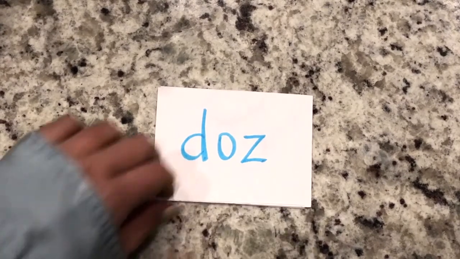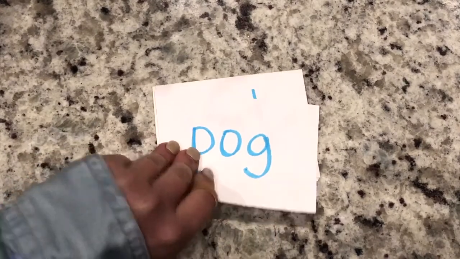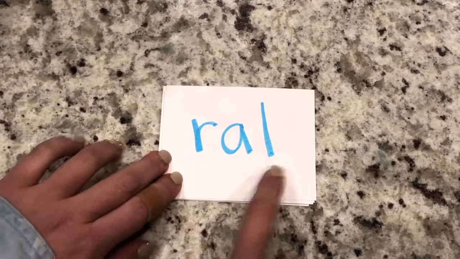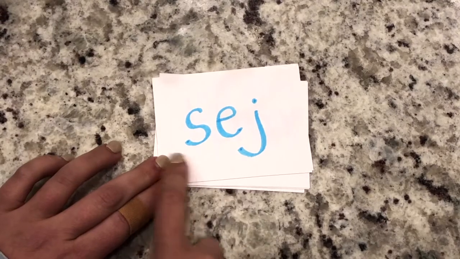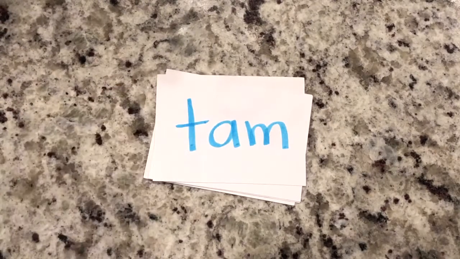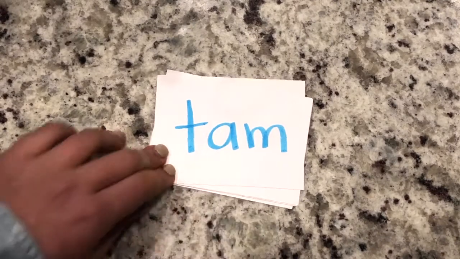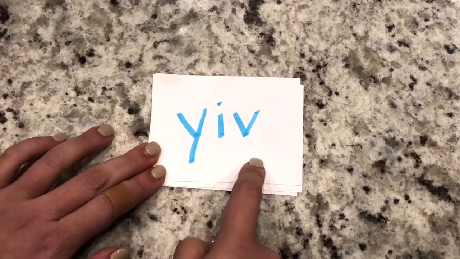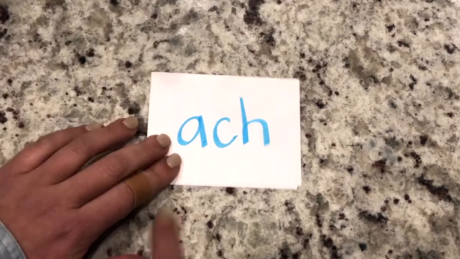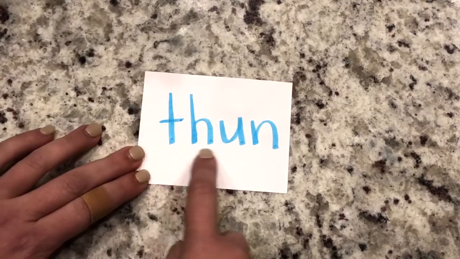Dawes. Pog. Ral. Sedge. Tam. Do you see our glued sound am? Yiv. Atch. Thun. Great job.